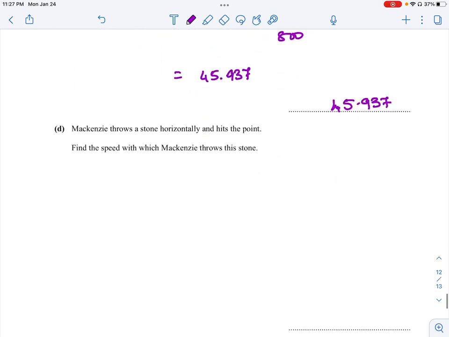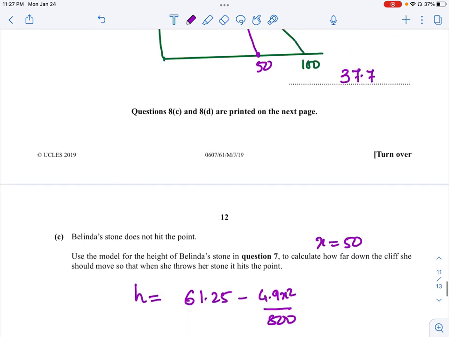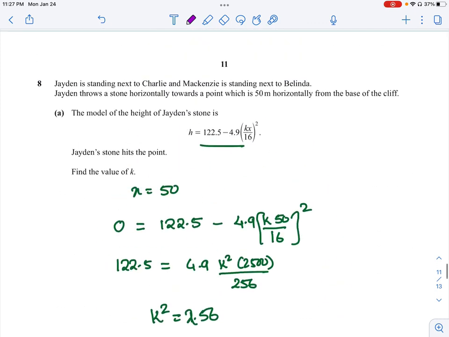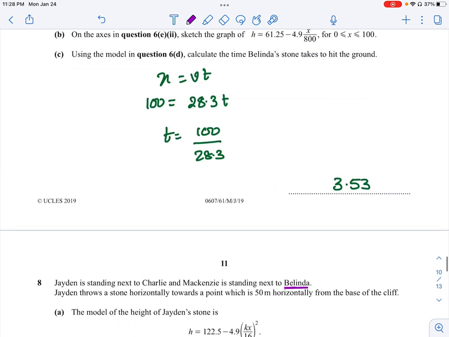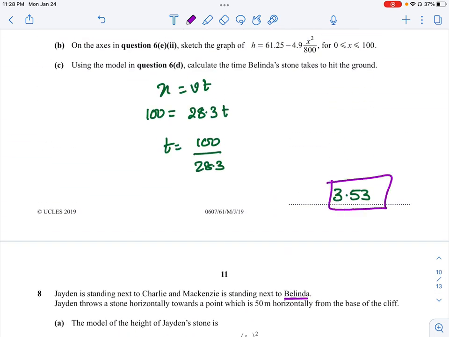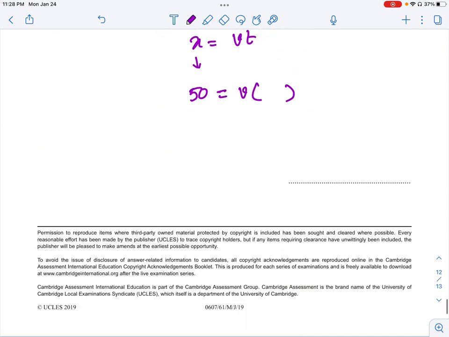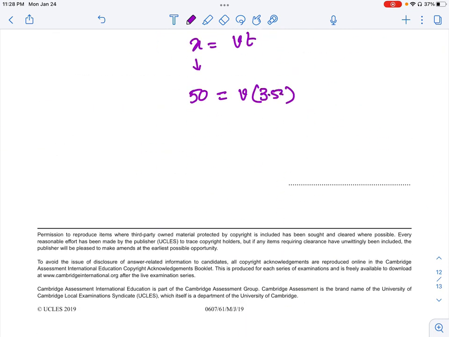Final question. Mackenzie throws a stone horizontally and hits the point. What is the speed? x is equal to vt. He throws a distance of 50 and hits the point. So time. Where is Mackenzie standing? When we roll up and see, Mackenzie is standing next to Belinda. So Belinda's time. What was Belinda's time? If we go and check, Belinda's time was 3.53. So velocity will be 50 divided by 3.53, which is 14.1.